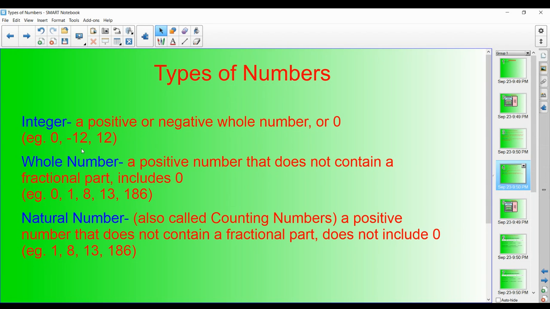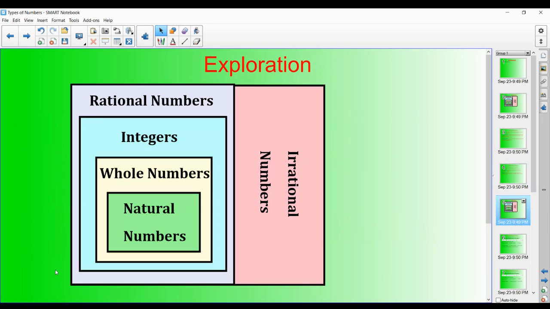Now we also have integers, which are positive or negative whole numbers, which also includes 0. So if it's a whole number, positive, negative, or 0, it's an integer. Whole numbers, which are just the positive part of the integer spectrum. So starting at 0 and any whole number, any positive is a whole number. And then natural numbers, which are our counting numbers, and they start at 1. So the difference between natural numbers and whole numbers is that natural numbers start at 1.